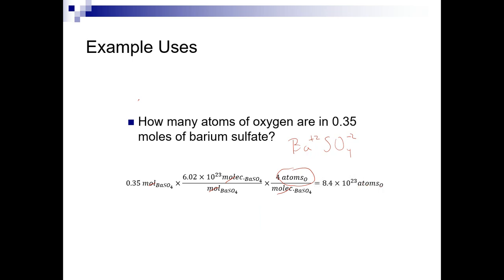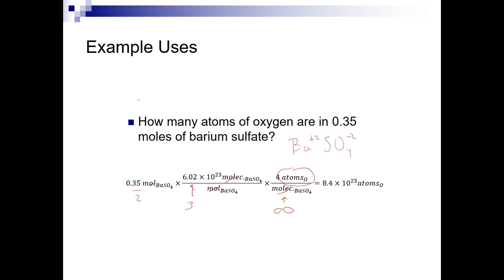Now, sig fig wise, you are using sig figs. This has 2 sig figs. This has 3. This is a counting number, so that's absolute. So the smallest number between 2 and 3 would be 2. My final answer needs to be in 2 sig figs.